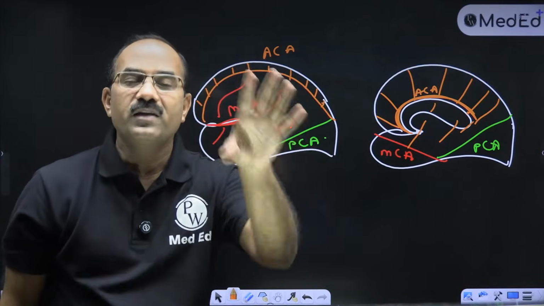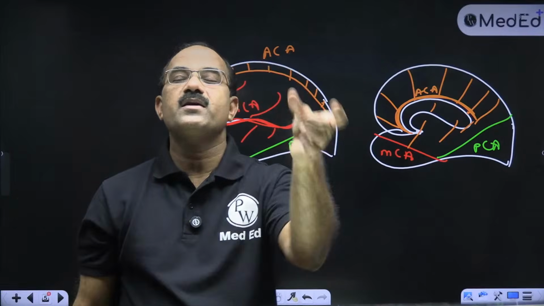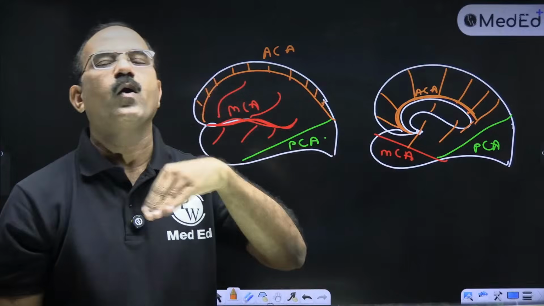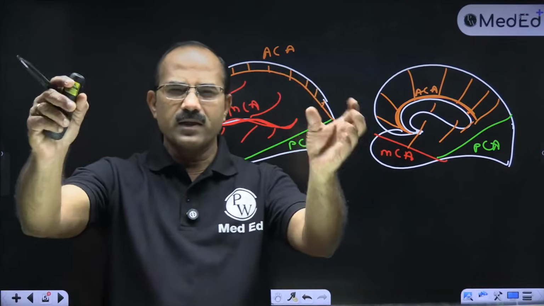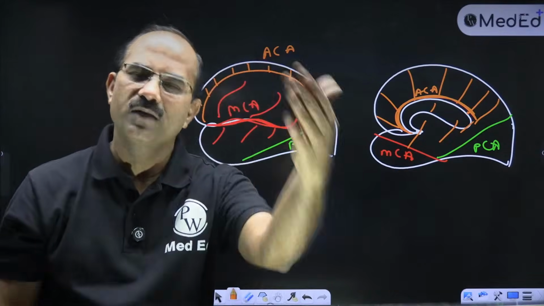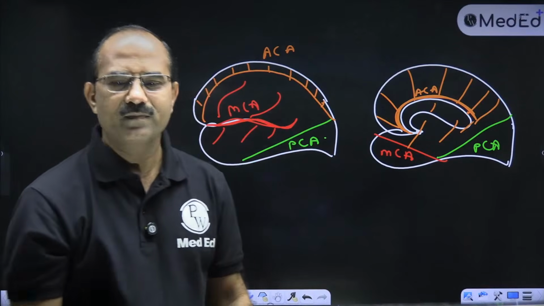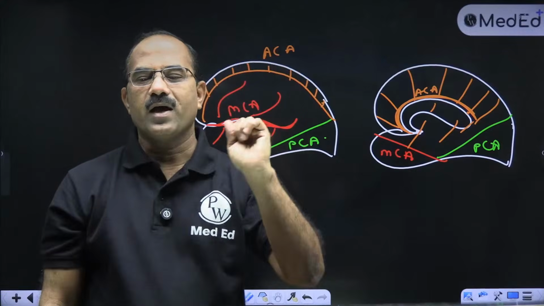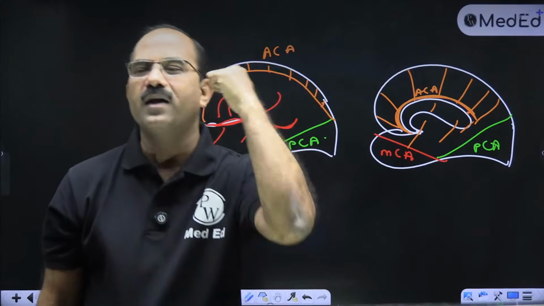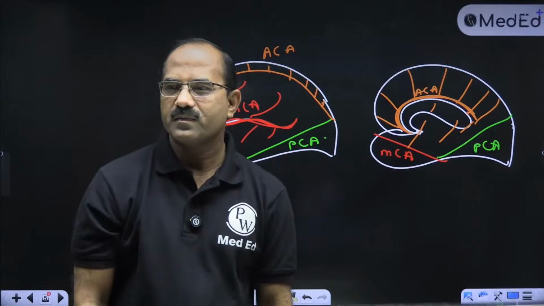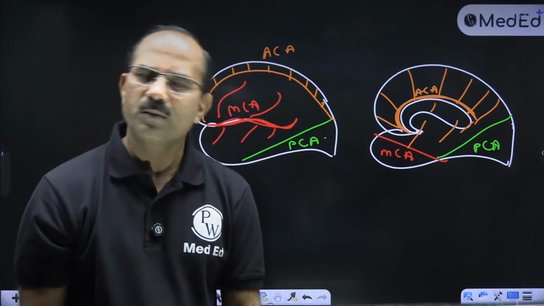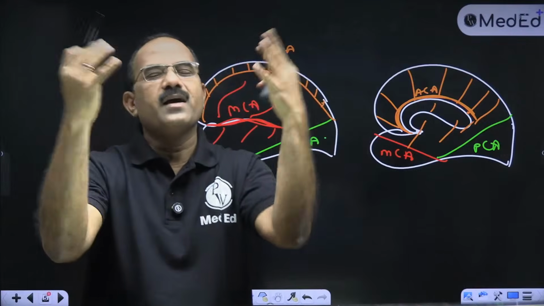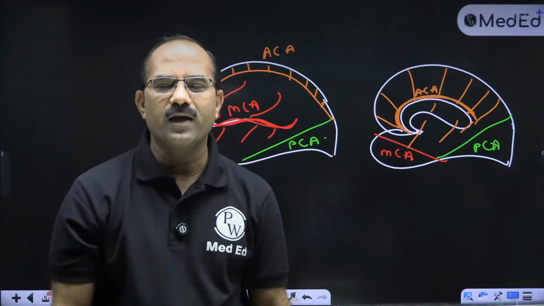So can anyone tell me what is the blood supply of the motor area? If an MCQ comes, blood supply of the motor area or the sensory area. I'm talking in English, sometimes some points in Hindi also. What is the blood supply of motor area or sensory area? Come on. You know all this. Just put it together and answer.